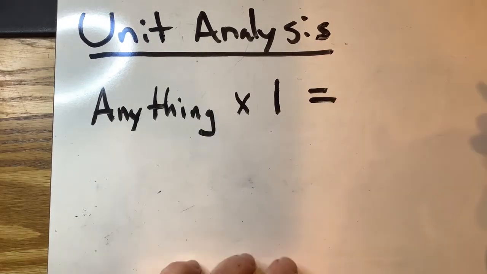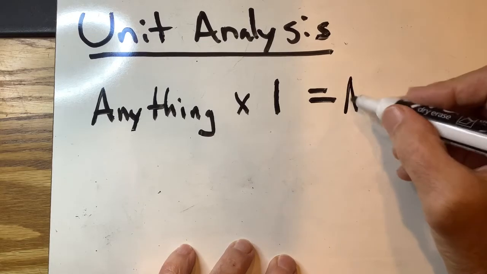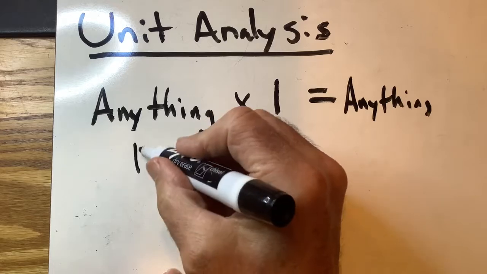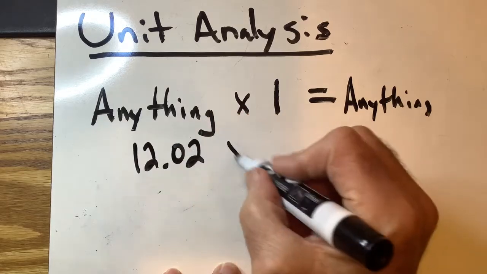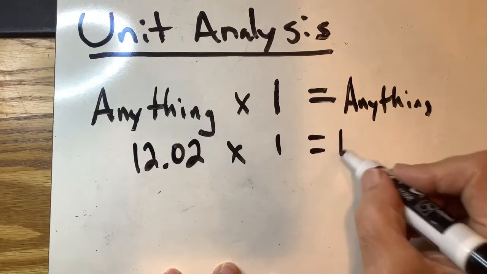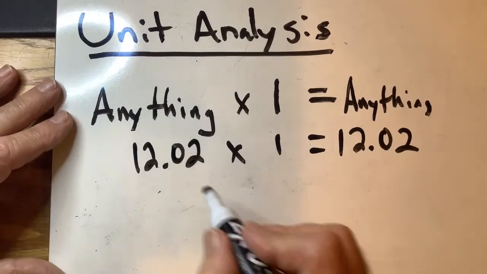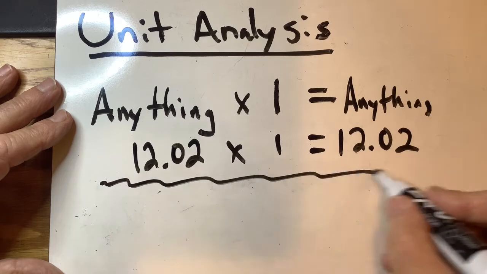Here's what it's based on. Anything times 1 is going to equal what? Anything. So if I took 12.02 times 1, it's going to equal 12.02, all right? So we're going to use this to be able to change units.